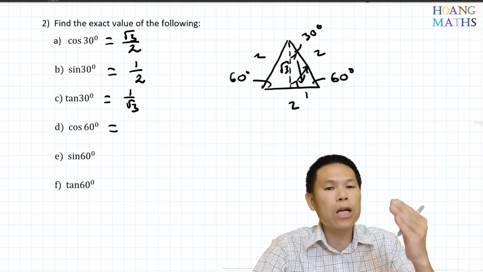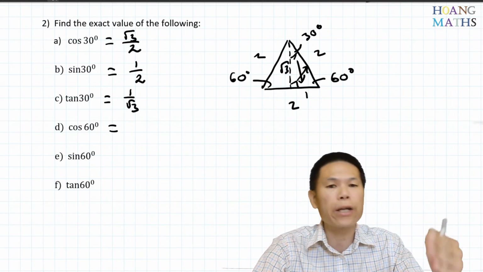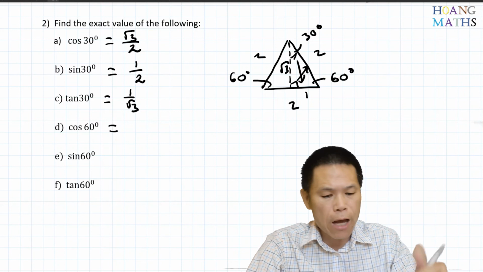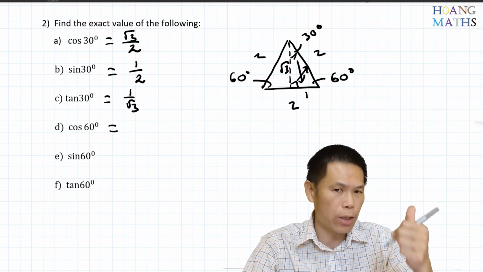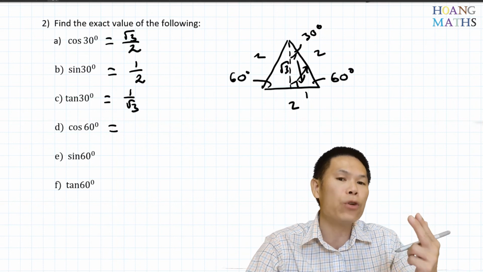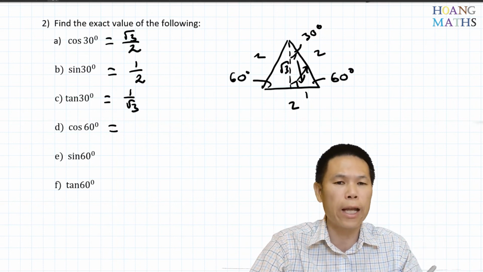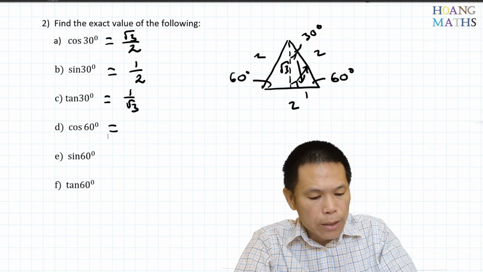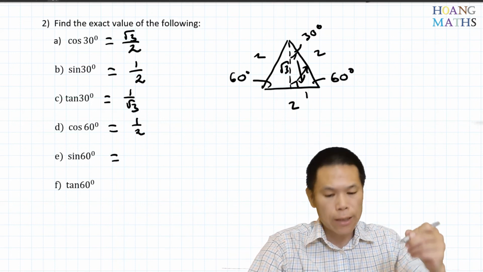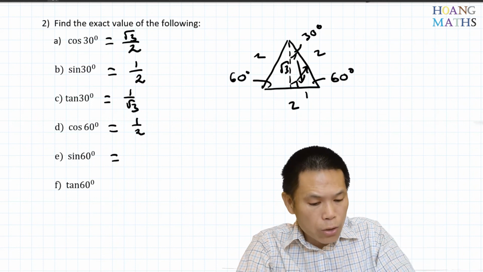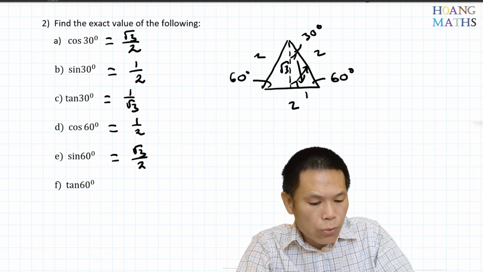And similarly, for cos of 60, I either use a triangle or the calculator to help me out. But after a while, you should remember all these exact values for 30, 60, and 45, if you can. Otherwise, of course, use a calculator or triangle to help you out. So it's a half. And then sine of 60 degrees is root 3 over 2.